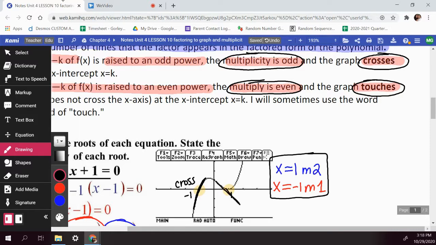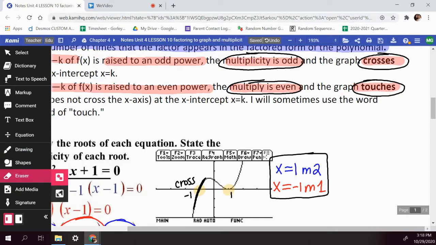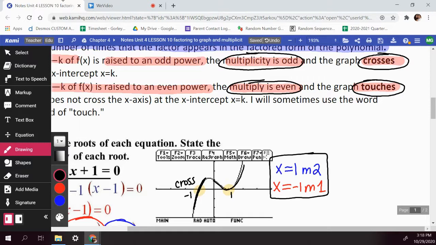And at +1, what's happening? Is it crossing, or is it bouncing and going boing? It's bouncing, right? It's just touching it and then making a turn. Okay, so this would be considered a bounce. And this makes sense because at -1, my multiplicity was odd, right? So it should have crossed. Whereas if my multiplicity is even, right, at +1, we had an even multiplicity. So that's why we saw a bounce happen at 1.